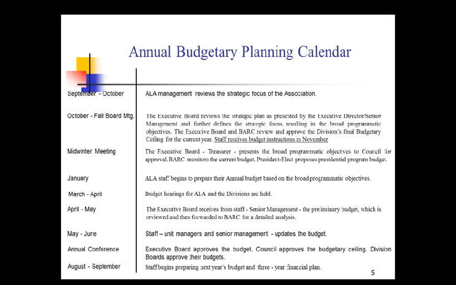ALA staff spends the remainder of May and June updating the budget. During the annual conference, the executive board approves the budget, which is then delivered to council, who approve the budgetary ceiling. Division boards approve their respective budgets. Finally, in August, ALA staff begin to prepare the next year's budget along with the association's 3-year financial plan.